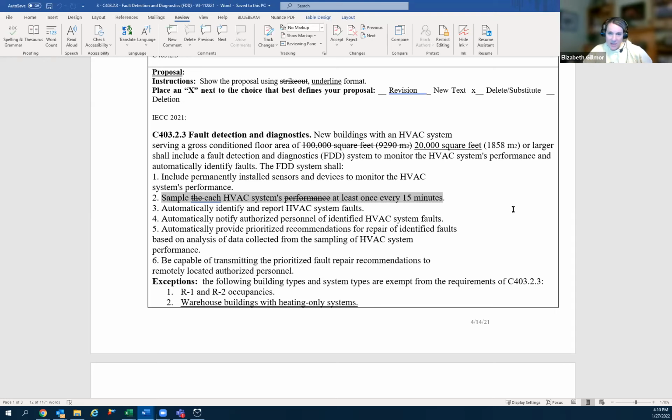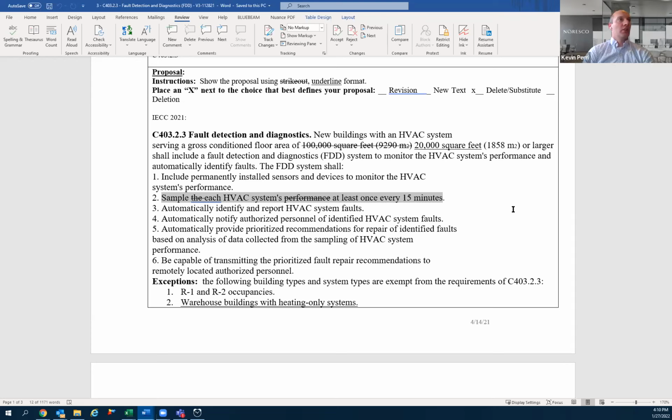Yeah, and I'm trying to flip back and forth between the 2018 and 2021 IECCs. They're in different sections, but I know the 2018 IECC had specifics about what the fault detection system was intended to monitor. And maybe that's in here somewhere in a different section. I just wanted to make sure that wasn't lost. Fair enough. We can make sure that that's included at some point here if we need to. But if that's all you had, Elizabeth, we'll move on.